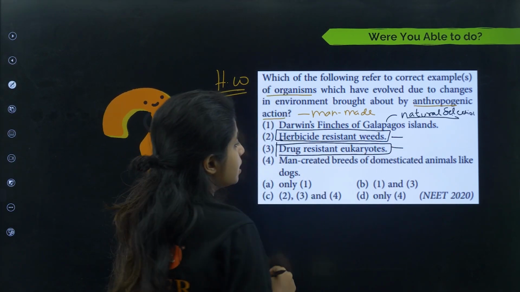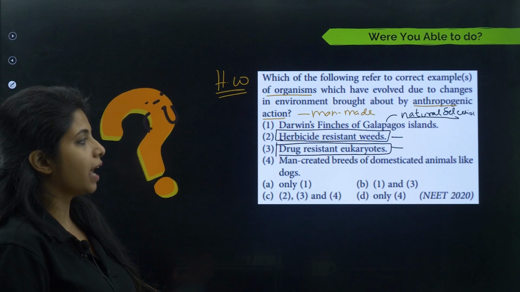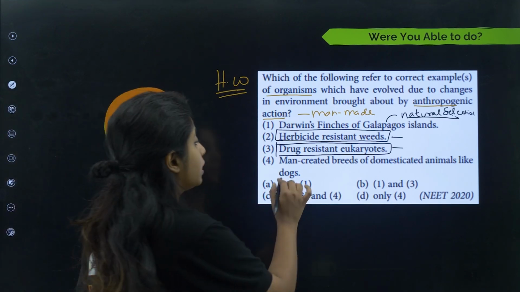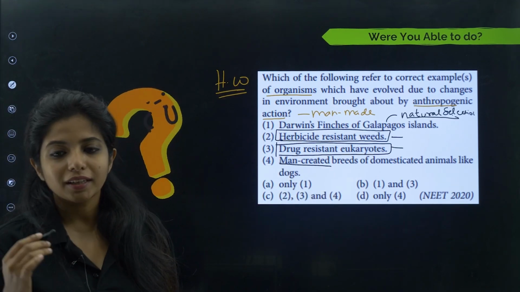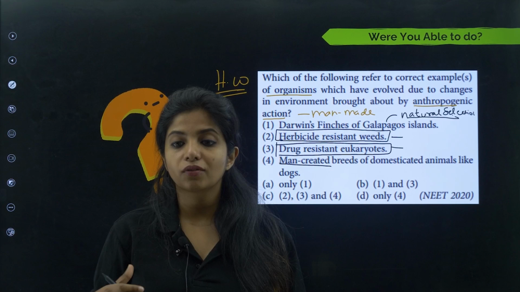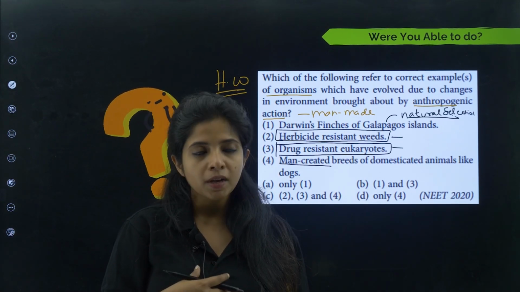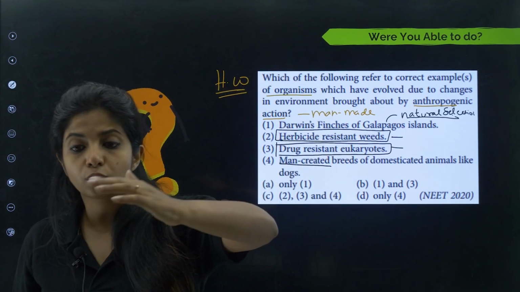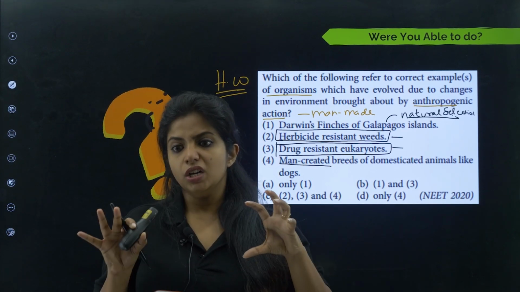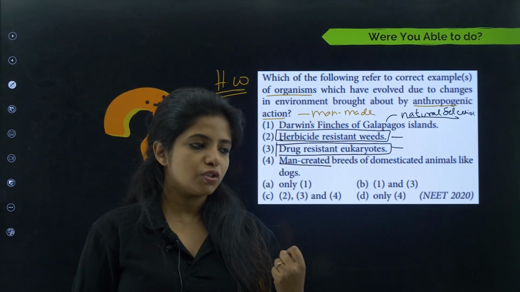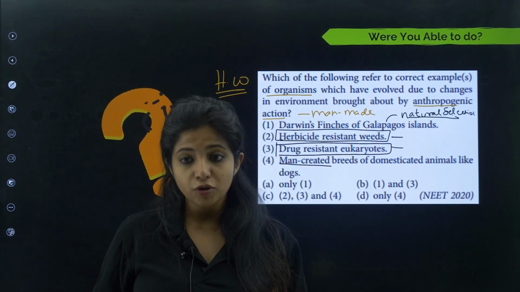Next, man created breeds of domesticated animals like dogs. Obviously here it is written man created, so you can get to understand that yes, we got dogs from wolves, and man were definitely involved. What did they do? So basically there were so many wolves, and wolves, as you know, they are very ferocious animals, right? So they will eat you up if they are very much hungry.